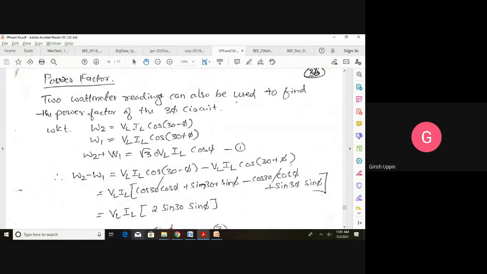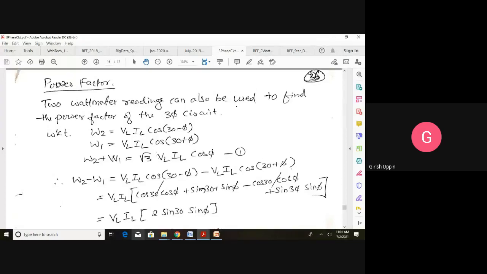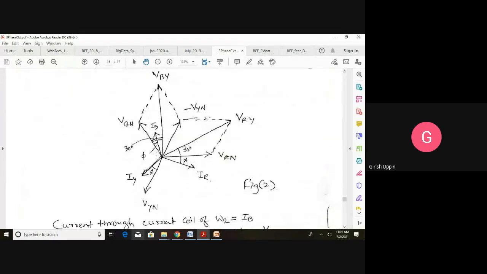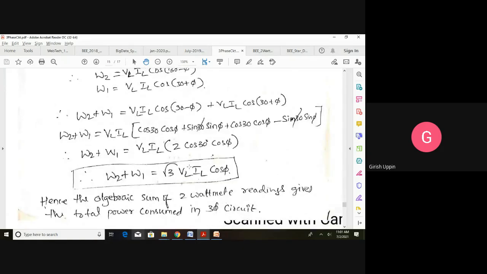How to find the power factor? We know what the power factor is. Power factor is nothing but the cos of the angle between the voltage and the current. That is cos φ. In this case, φ is the angle between the phase voltage and the phase current. Okay. Don't get confused. So phase voltage and the phase current, the cos of the angle between them is the power factor. How to find that power factor?